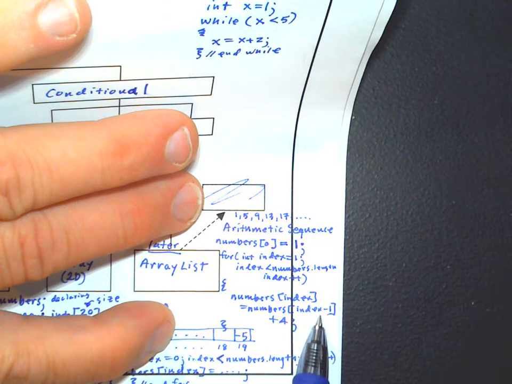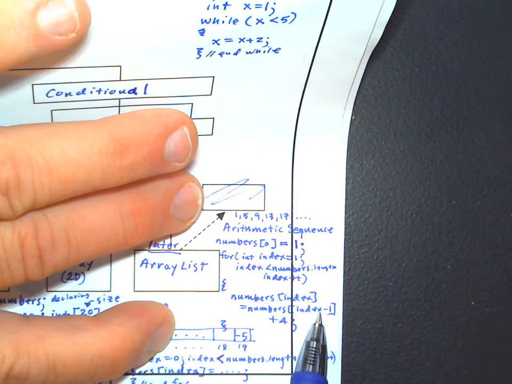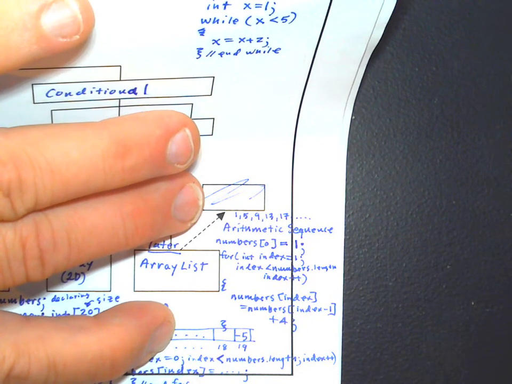The fact that we do index minus 1 in here, if we had a 0 here, we get an error saying we went out of bounds, because we're trying to access numbers spot -1, but they start at 0. You never have an index at -1.